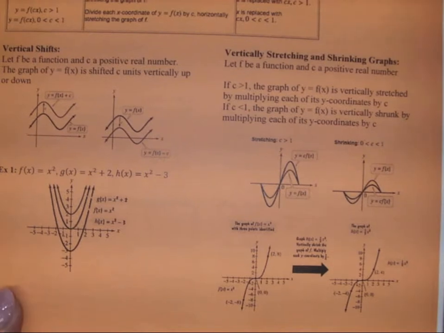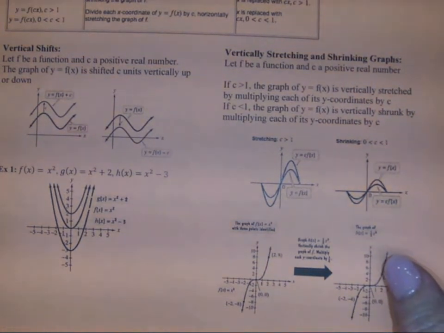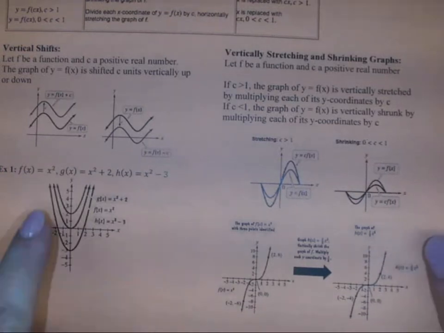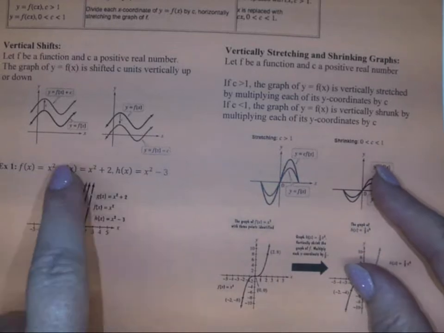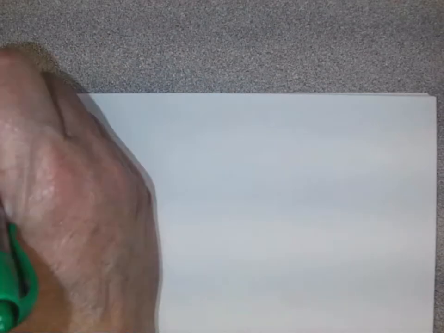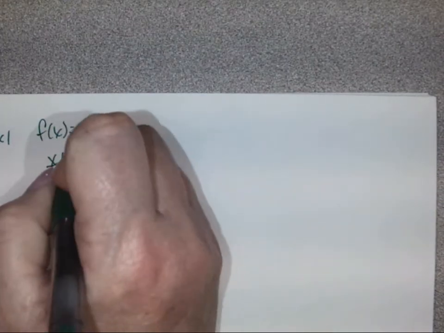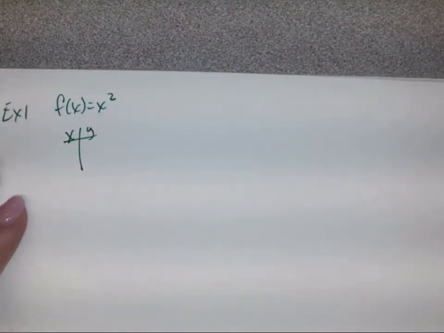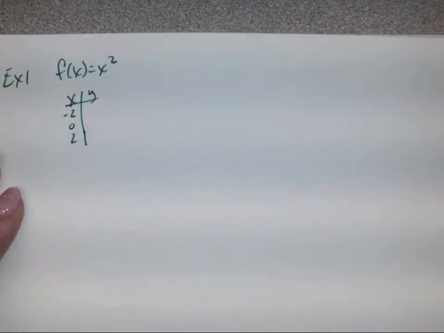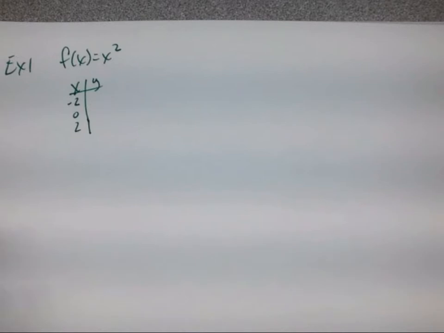So we can actually do the t-charts for that so that you can see the values of what's actually going on. So we're going to look at our f of x equals x squared, our x squared plus 2, and our x squared minus 3. So this will be example 1. So for f of x equals x squared, if we make a t-chart for this, we're going to use the same values. So I'm going to pick negative 2, 0, and 2. I don't like my values too close together because it's hard to see what's going on with the graph.